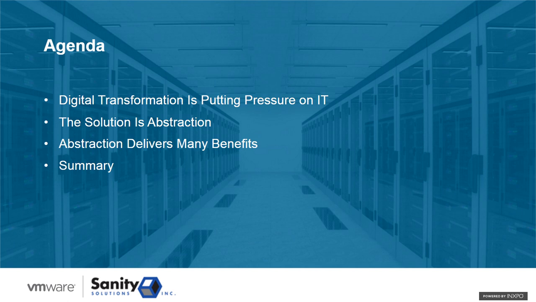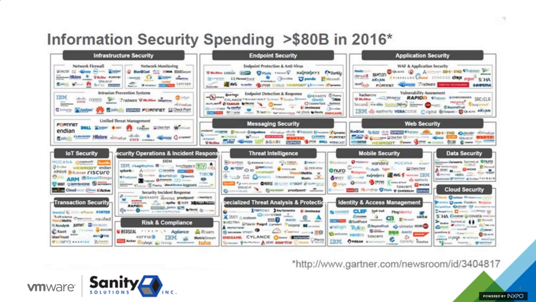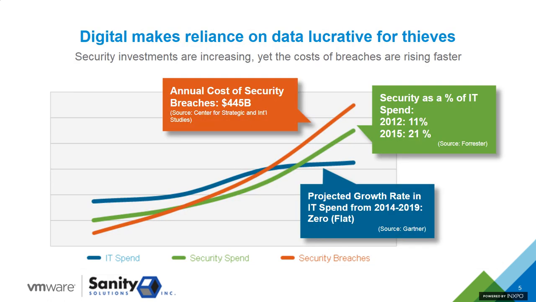The agenda for today is to talk about how digital transformation is putting pressure on IT and why the solution is abstraction and how abstraction delivers many benefits. And to set the stage, I want to talk about the overall security information spending. This was a study by Gartner Group for 2016, and they published a matrix of security spending. And this is an eye chart, but the important point is that there's 15 different security segments identified here that run the gamut of infrastructure, endpoint, applications, web, mobile, and data security. And all these vendors are competing for a piece of the company's IT budget.